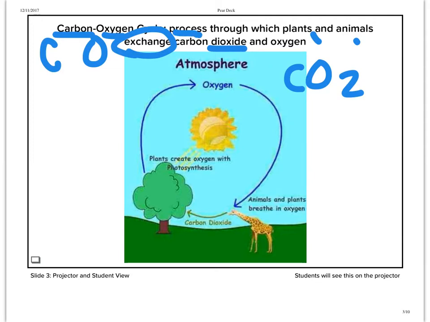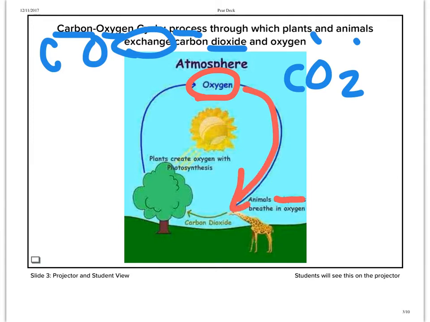There's a lot of details that go into this carbon-oxygen cycle. What is on your screen right now in this little picture is what you need to understand, okay? We have oxygen in the atmosphere, all right? Oxygen is floating in our air. It's a major element within the air that we breathe. Animals need oxygen. You and me, we need oxygen, okay? We're just going to focus on animals breathe in oxygen.